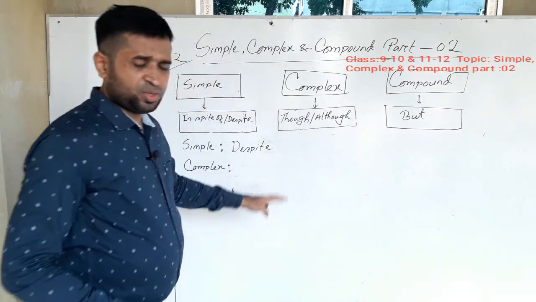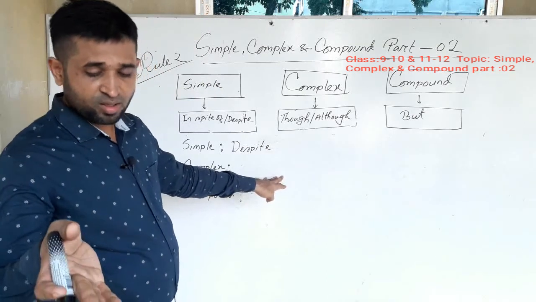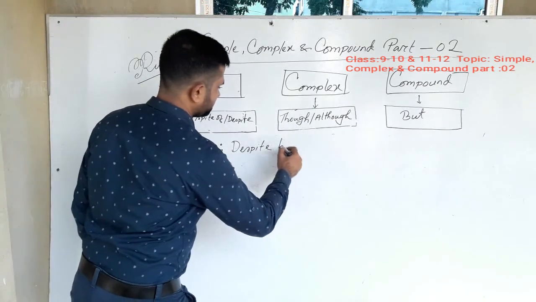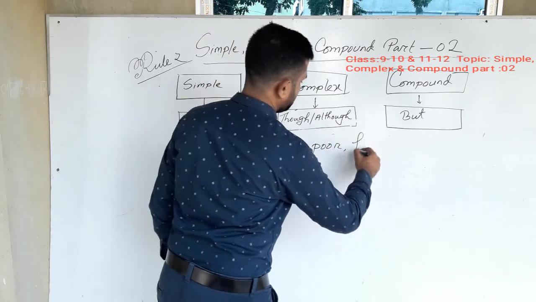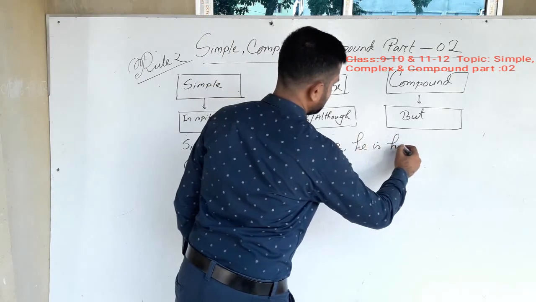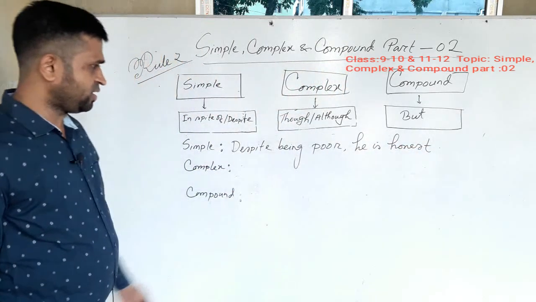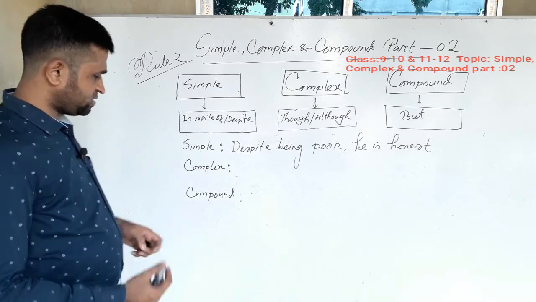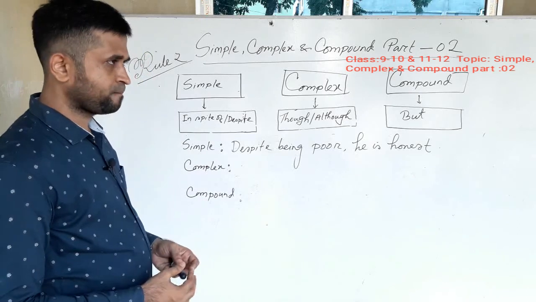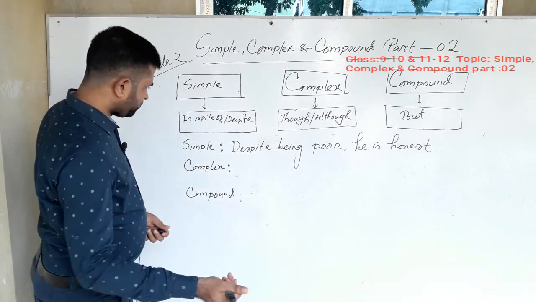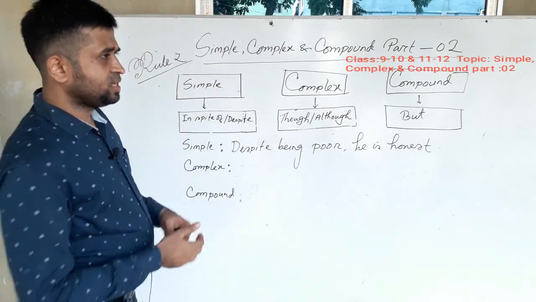Despite, by seeing "despite", you can say that this is a simple sentence. Despite being poor, he is honest. Dear students, now you can solve the sentence according to the structure. Now I am giving the solution of the sentence.